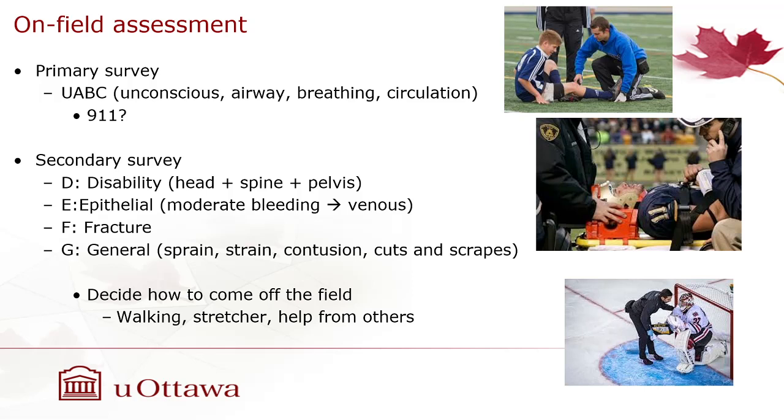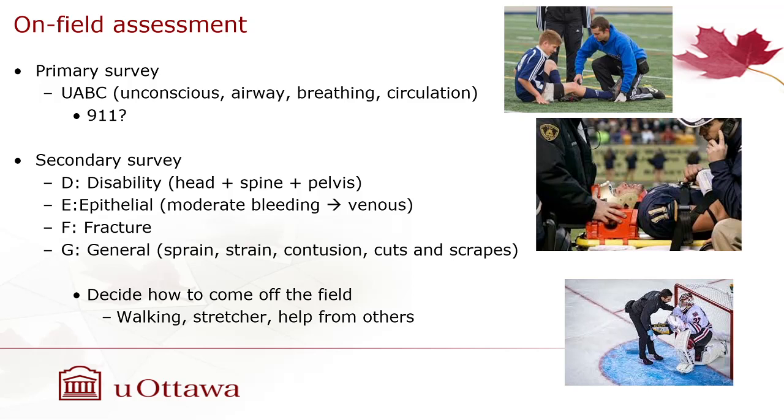The first thing you should do is a primary survey, which is really, is there an immediate threat to this person being alive? So UABC stands for unconscious, airway, breathing, circulation. Circulation is, do they have a pulse? And also, is there arterial bleeding? So do they have an artery that is just ejecting blood with each heartbeat? If any of these things is compromised, call 911. You have a life-threatening situation on your hands, and you should activate your emergency action plan.